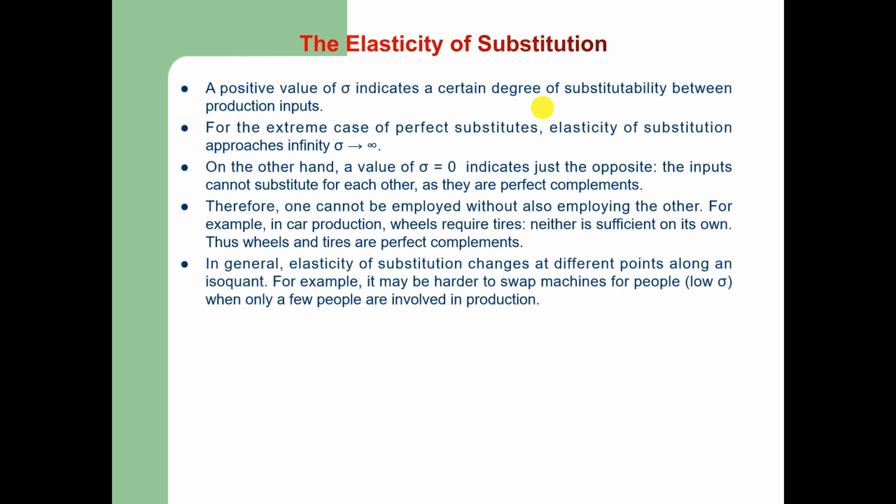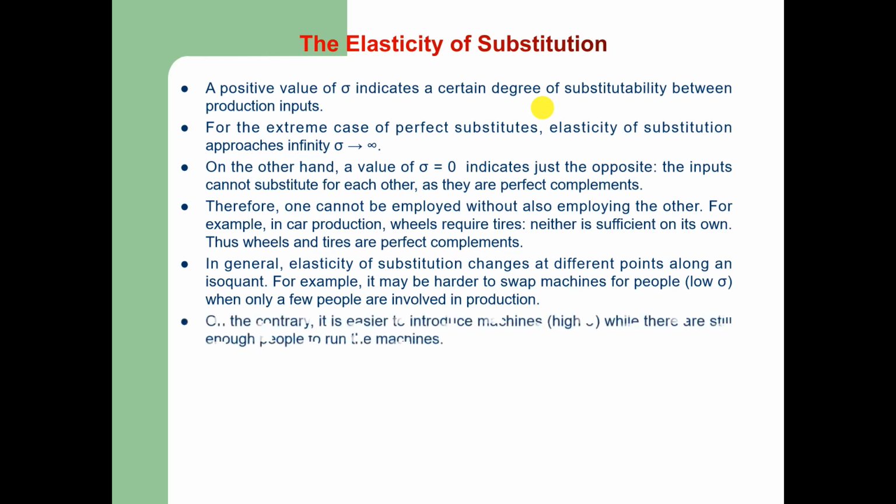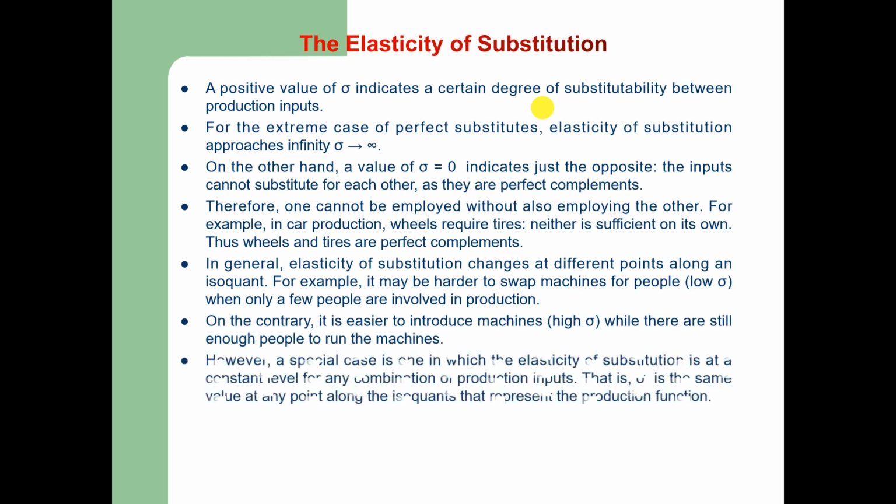Generally, the elasticity of substitution changes at different points along an isoquant. For example, it may be harder to swap machines for people, so there is a low elasticity of substitution when only a few people are involved in the production. On the other hand, it is easier to introduce machines when there is a high degree of substitutability, while there are still enough people to run the machines.